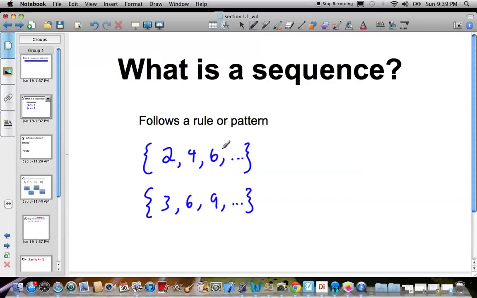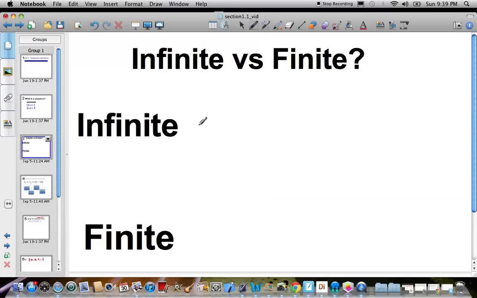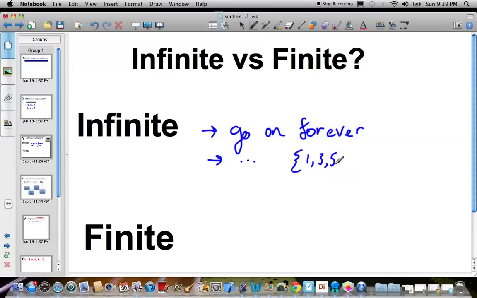There are two specific types of sequences in general. Infinite sequences go on forever. So you'll often see the symbols dot dot dot after an infinite sequence. So you'll see something like 1, 3, 5, dot dot dot. And that's called an ellipsis, and that means that this sequence goes on forever, never ends. So it's an infinite sequence. It doesn't have a set number of terms.